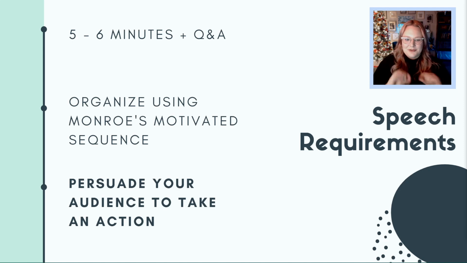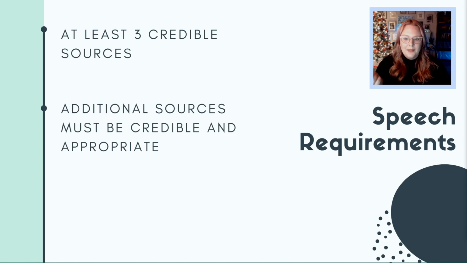So again, we're using Monroe's to organize our speech, and we're really zooming in on steps 2 and 3 here when we're talking about topic development. The need and the satisfaction, steps 2 and 3, those are going to make up the bulk of your speech. So again, those are the 2 steps that we're going to zoom in on for this lecture so that you can start choosing and developing that speech topic. So overall, 5 to 6 minutes, we are trying to get our audience to take some kind of action. That's what we're trying to persuade them to do.